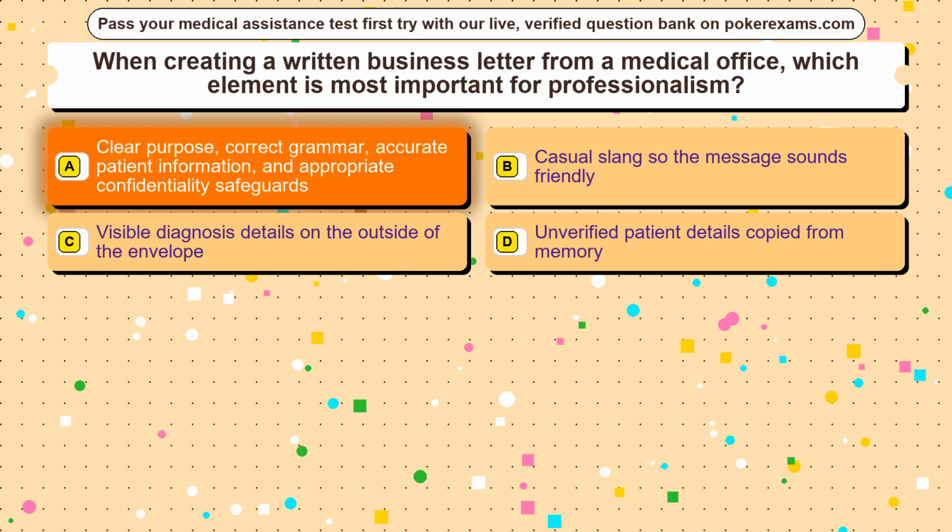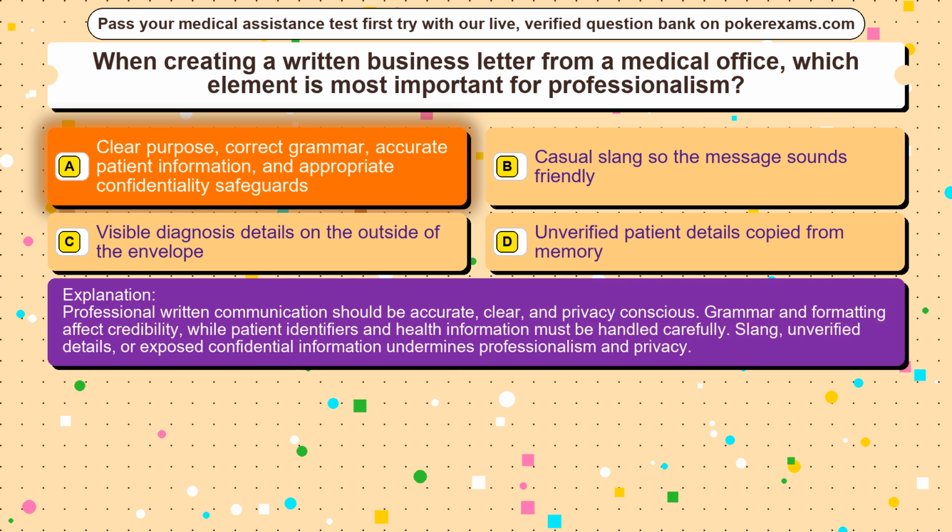The correct answer is option A. Clear purpose, correct grammar, accurate patient information, and appropriate confidentiality safeguards. Professional written communication should be accurate, clear, and privacy-conscious. Grammar and formatting affect credibility, while patient identifiers and health information must be handled carefully. Slang, unverified details, or exposed confidential information undermines professionalism and privacy.